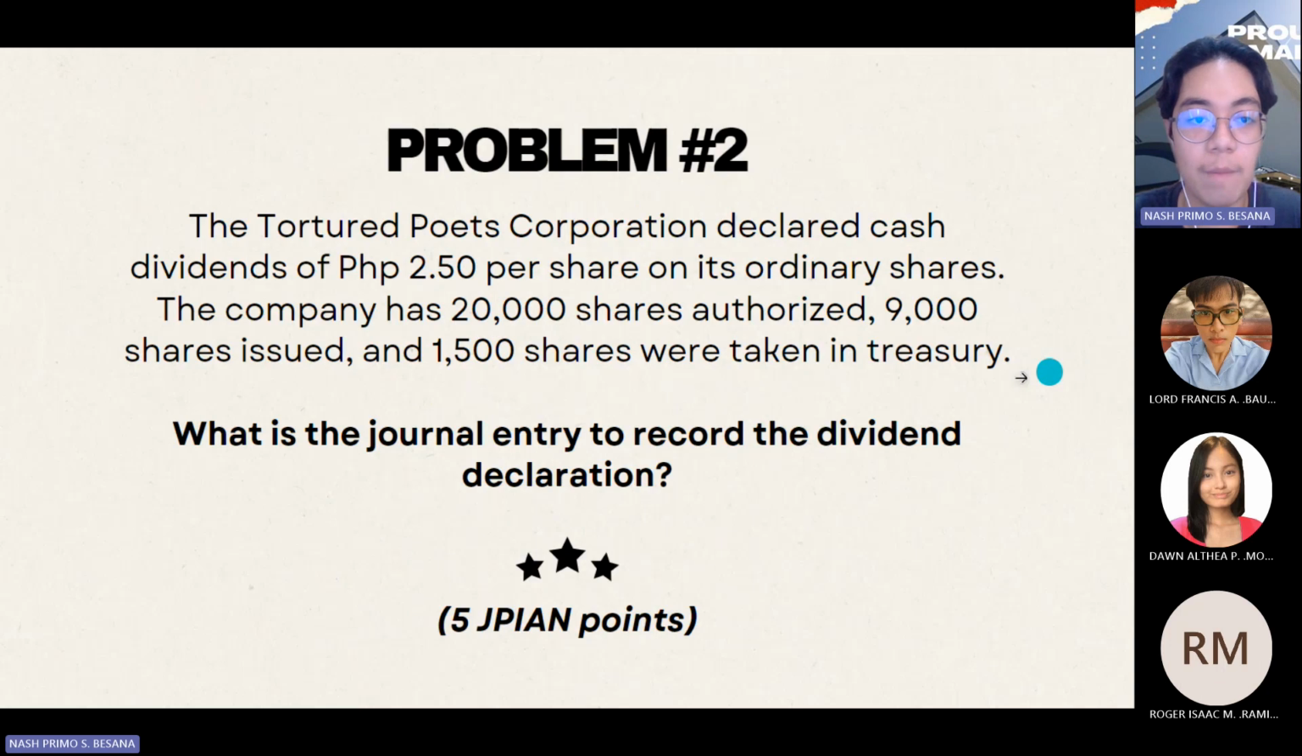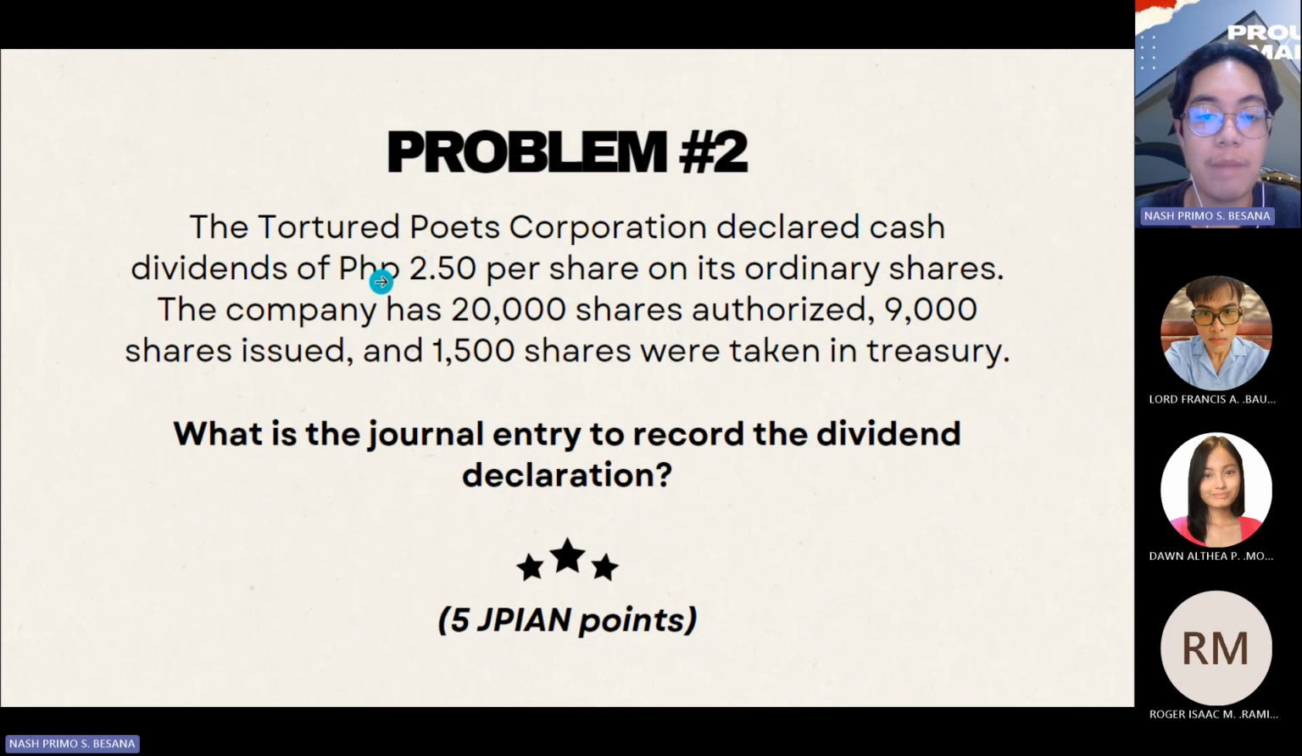So for this problem, the Tortured Poets Corporation declared cash dividends of 2.50 pesos per share on its ordinary shares. The company has 20,000 shares authorized, 9,000 shares issued, and 1,500 shares were taken in treasury. What is the journal entry to record the dividend declaration? So to give you a hint, one class of share lang siya. So it would be quite easy, walang allocation. So ayun, I would be giving you guys some time to compute them if you want to answer.